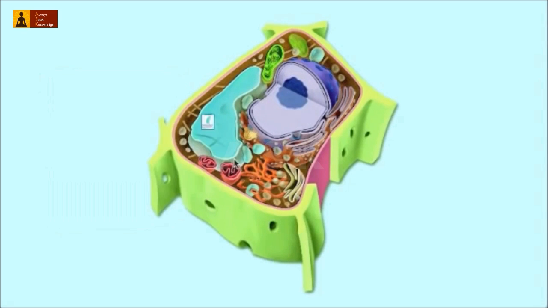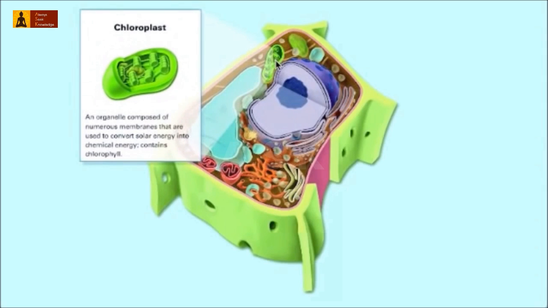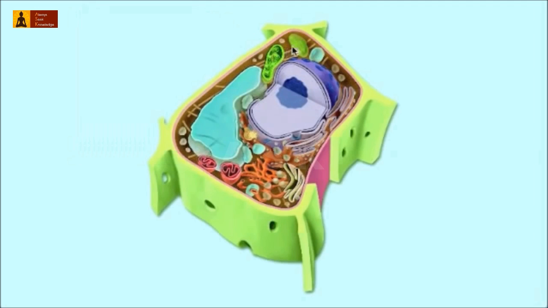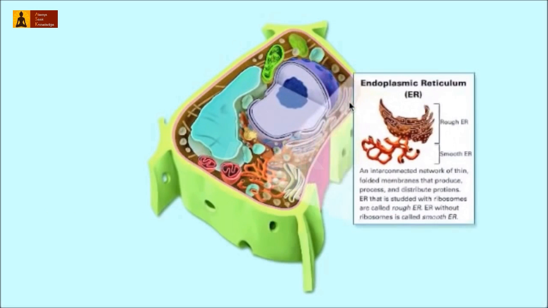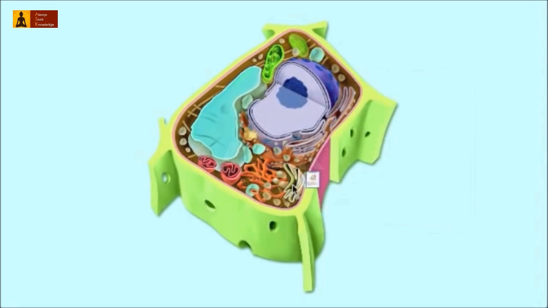Now, mitochondria is what we talked about. It supplies energy. And the new thing is chloroplast. Chloroplast, as we all know, provides energy to the whole plant. What is chloroplast? An organelle composed of numerous membranes that are used to convert solar energy into chemical energy. It contains chlorophyll, like we already said. Chloroplasts help us in the process of photosynthesis. Other organelles are the same.